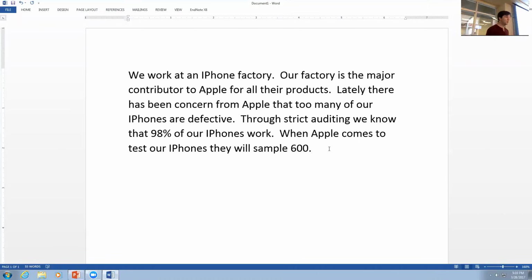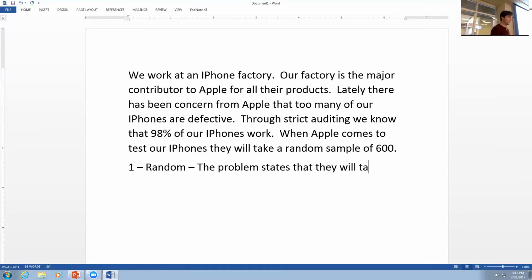First of all, we need to figure out the three conditions. Condition number one, random. It'll take a random sample. The problem states that they will take a random sample. This is the first thing we usually do: check all three conditions. Nice job online. We check all three conditions to make sure they are met.